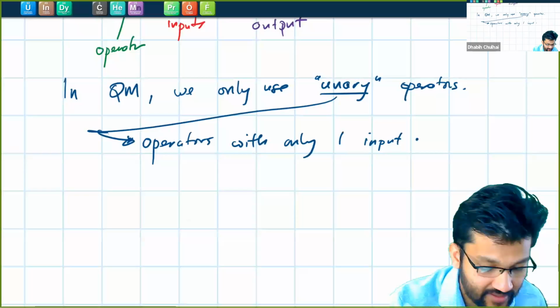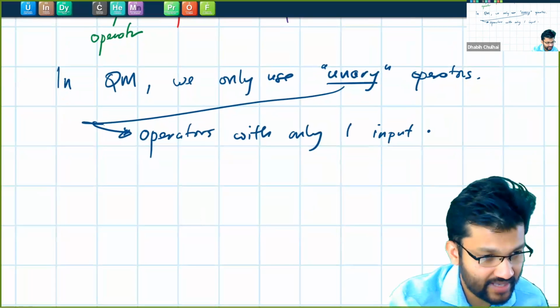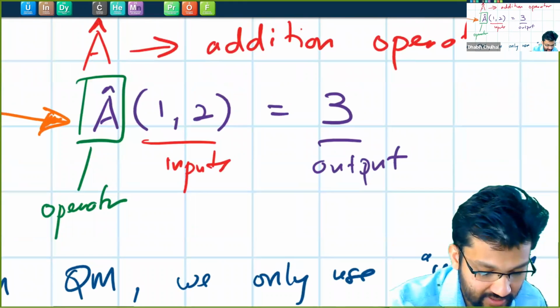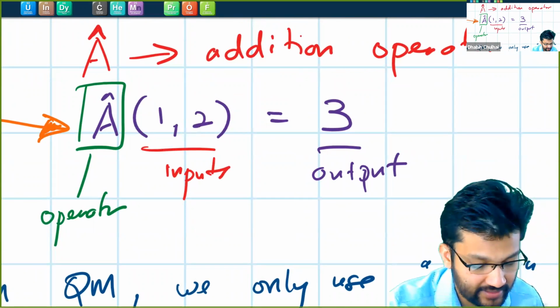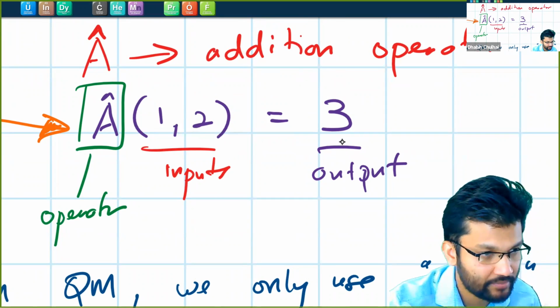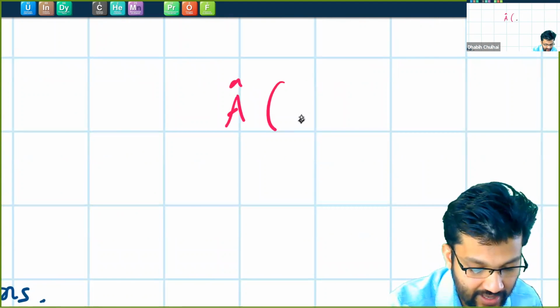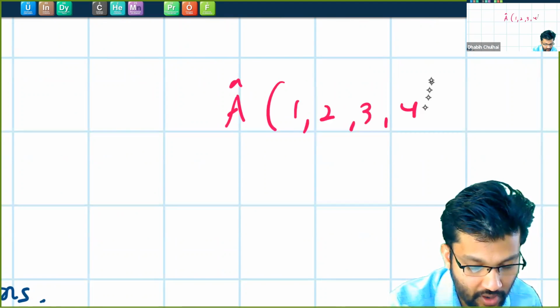But in quantum mechanics, we only do unary operators. So addition here looks like a binary operator, right? It takes two inputs and spits out one output. But really, the addition operator can have any number of inputs. You can add 1, 2, 3, 4 all together, right?